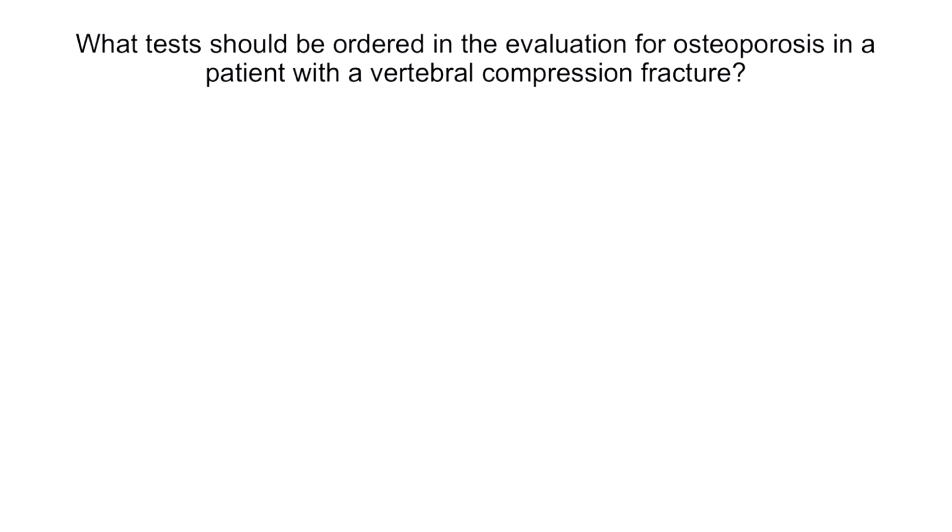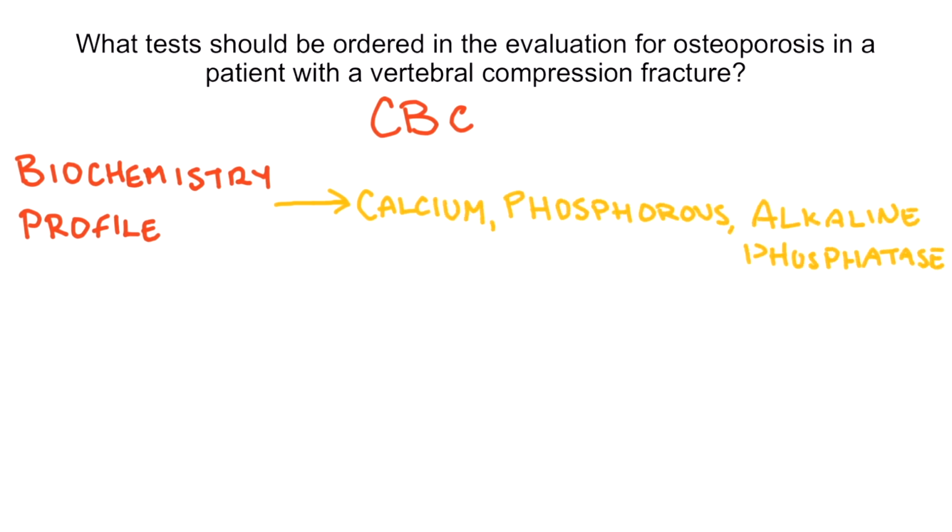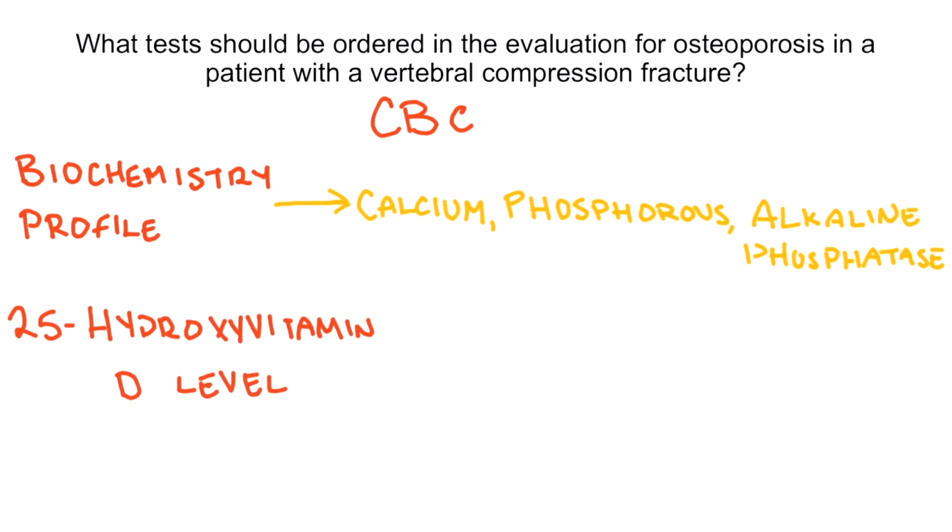So what tests should be ordered in the evaluation for osteoporosis in a patient with a vertebral compression fracture? The list of possible tests is a long one, so we'll focus on some of the most critical ones. We should order a CBC, since the blood cells and bones are intimately connected. A biochemistry profile is important to obtain, and we should pay particular attention to the calcium, phosphorus, and alkaline phosphatase levels. These levels can tell us something about the bone's health and possible secondary disease processes. Ordering a 25-hydroxy vitamin D level can help us to tell if vitamin D deficiency is at play as a secondary cause of osteoporosis.